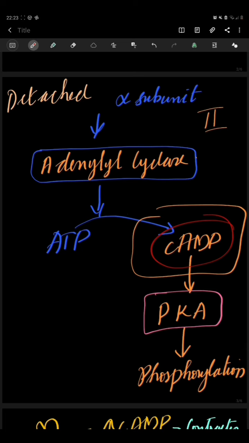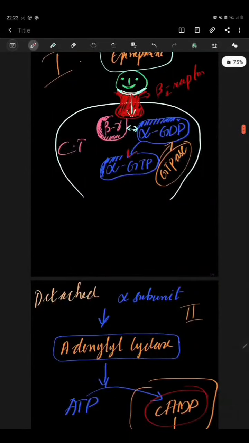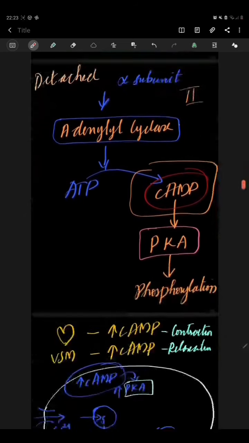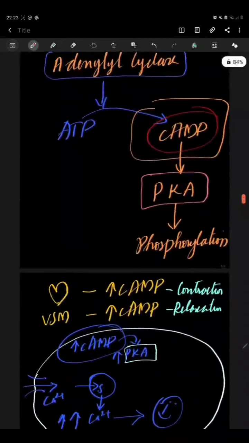So what is the second messenger? Second messengers are intracellular signaling molecules. These are the intracellular signaling molecules released by the cell in response to an exposure to an extracellular signaling molecule. These are the first messengers, like hormones are the first messengers. Here we have the epinephrine as the first messenger. And now this adenylyl cyclase converts ATP to cyclic AMP.